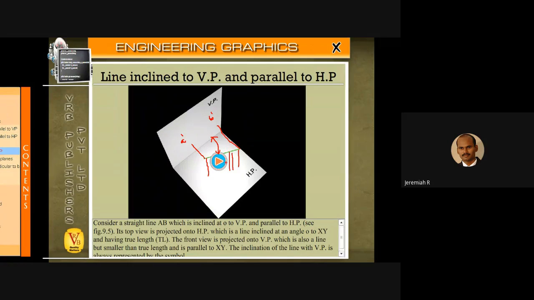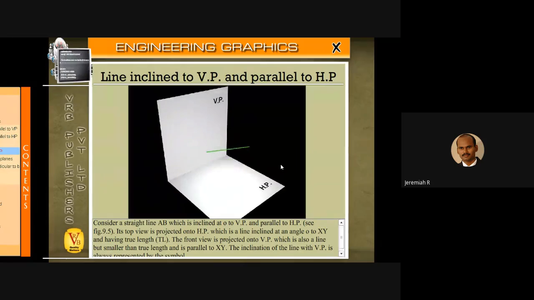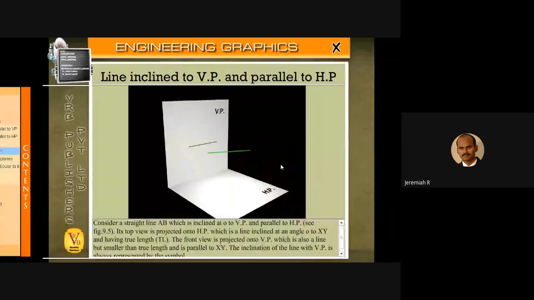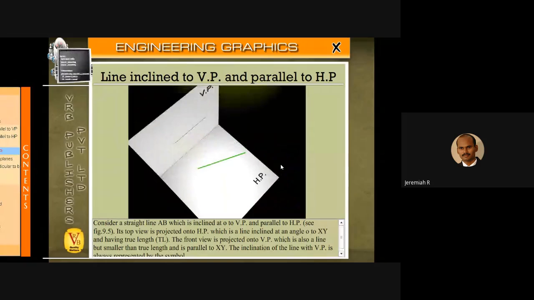So what will we get in the top view? You will get an inclined line. This is called some angle, phi. Inclined to VP, that is some angle. Line inclined to VP and parallel to HP. The reduced length of line is the front view, and the top view is the original length.